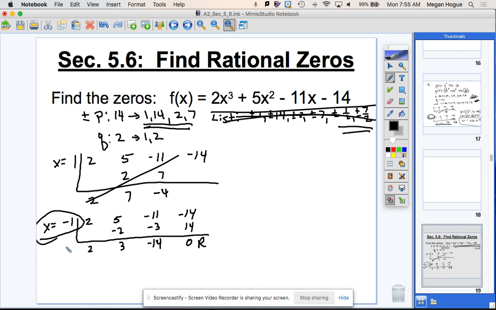So that means when I go to my next step, I'm going to have a binomial. The binomial is going to be x plus 1. This part makes up the trinomial. The trinomial is going to be 2x squared plus 3x minus 14.